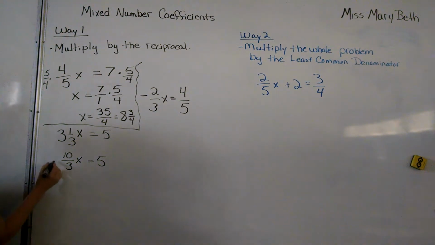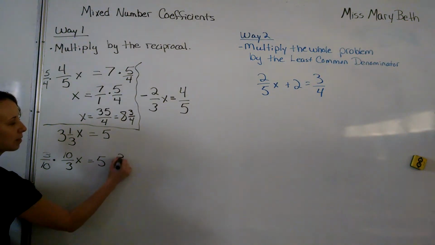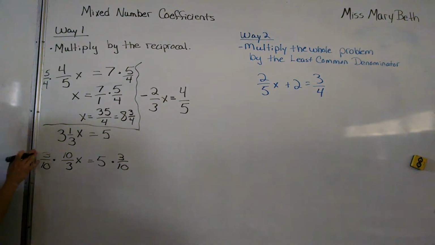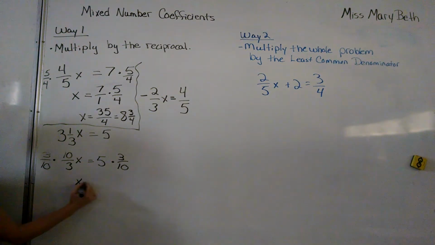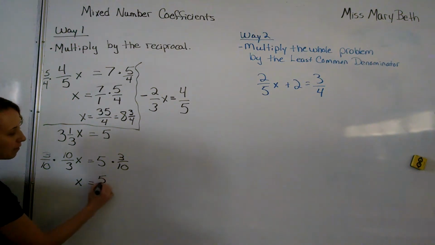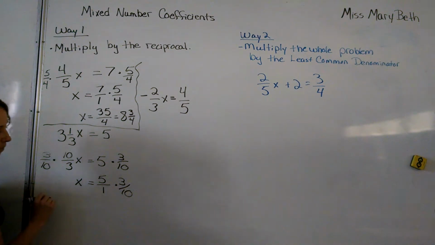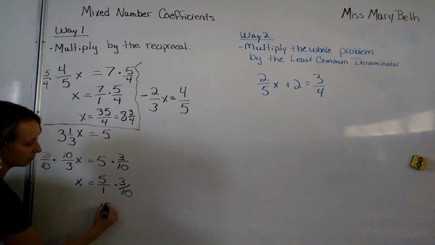Multiply both sides by the reciprocal. Times 10/3. The reciprocal would be 3/10. If I do that to this side, I do it to the other as well. Times 3/10. 3 times 10 is 30. 3 times 10 is 30. 30/30 is just 1, 1x. I've essentially canceled out my fraction. 5 times 3/10. Let's write our 5 so it looks like a fraction. 5 whole things can be written as 5/1 times 3/10. 5 times 3 is 15. 1 times 10 is 10.